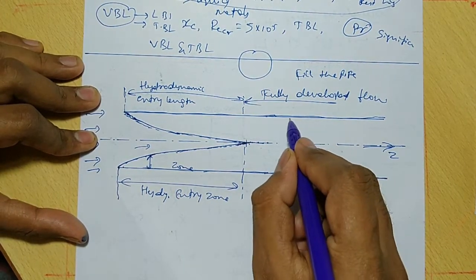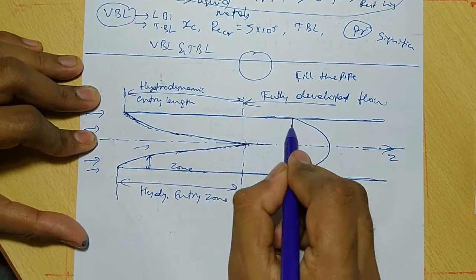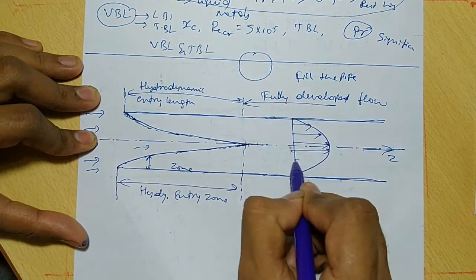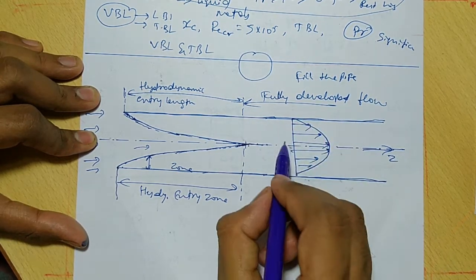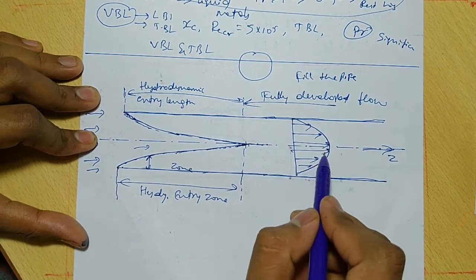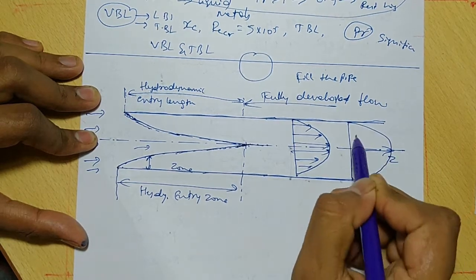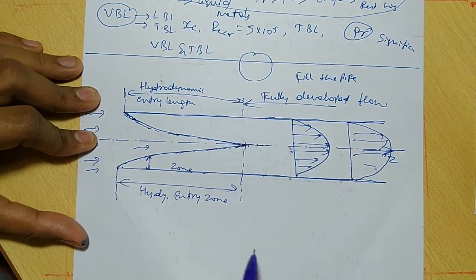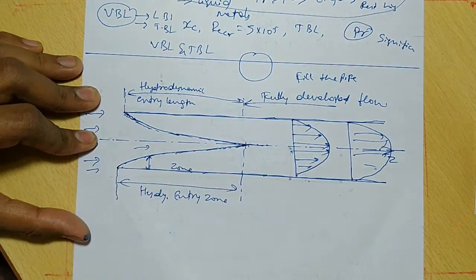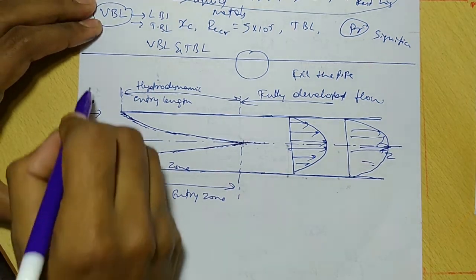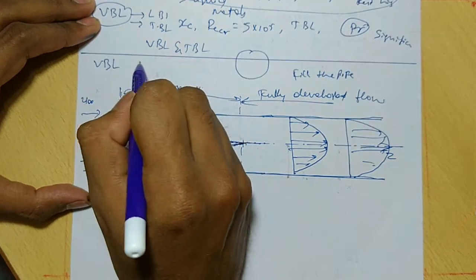Suppose you draw the velocity profile here; you will get this type of shape. After this point, in fully developed flow, the velocity profile is the same. It does not change. The same velocity profile is obtained in the fully developed flow, but the velocity profile varies in this zone. This is the velocity boundary layer for flow inside ducts.